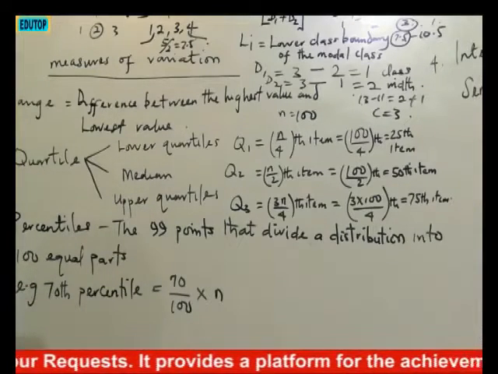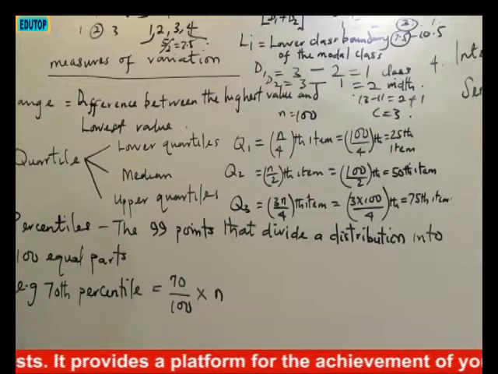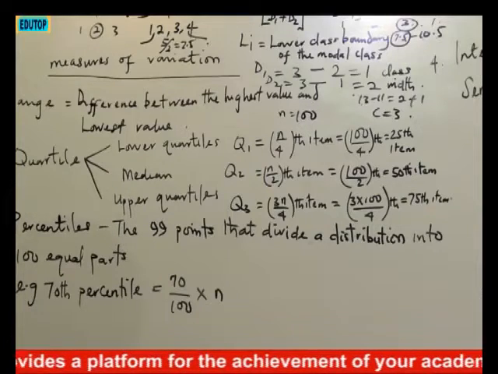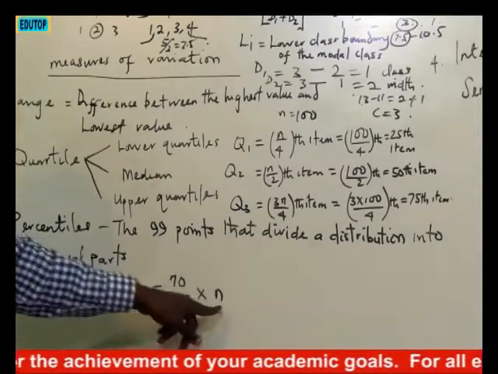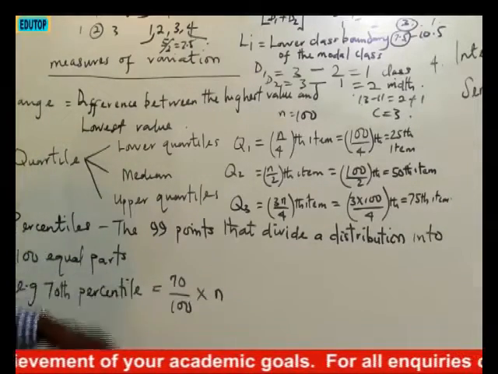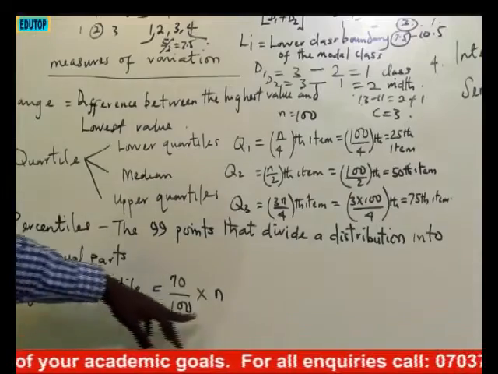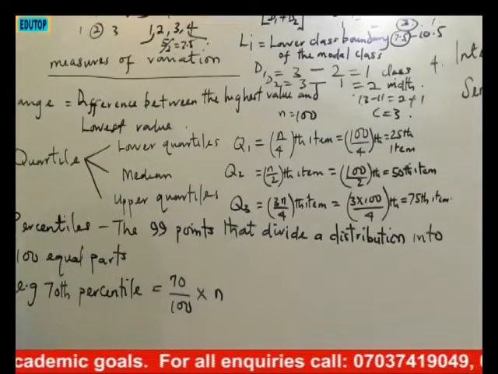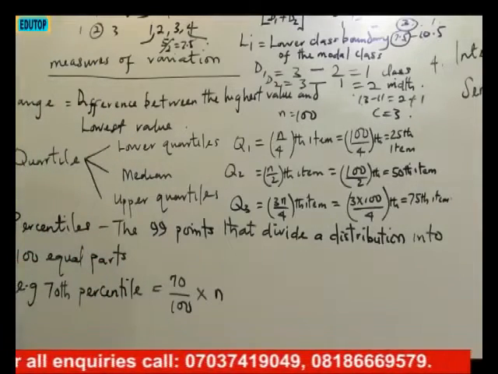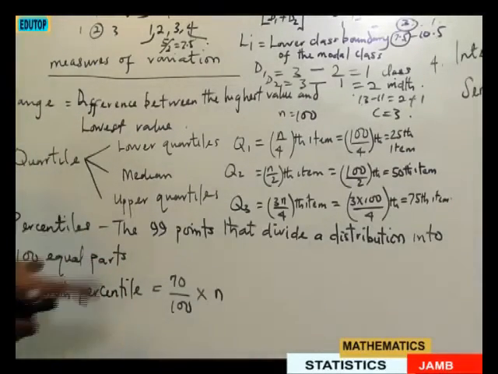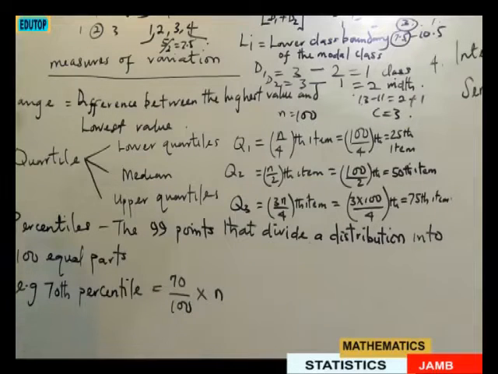Percentile. So what it means is that if you are to calculate, let's say, the 70th percentile, it will just be 70 over 100 times the cumulative frequency or the number. So in that situation, you have it. If you are talking about, let's say, the 35th item, it will be 35 over 100 times n. So that one is also very straightforward. So we've been able to elaborate on measures of variation.